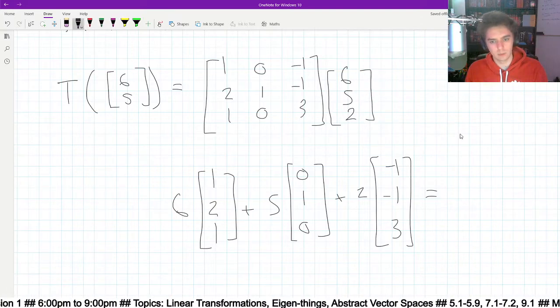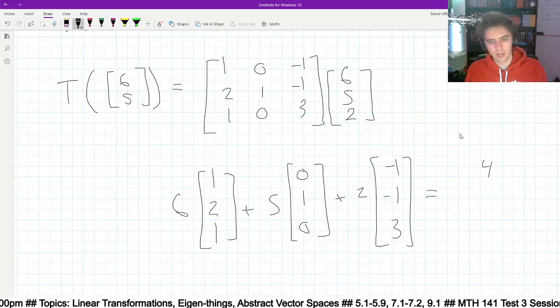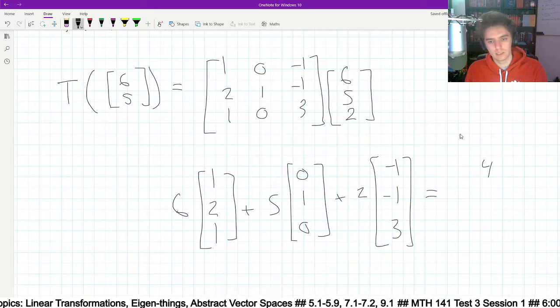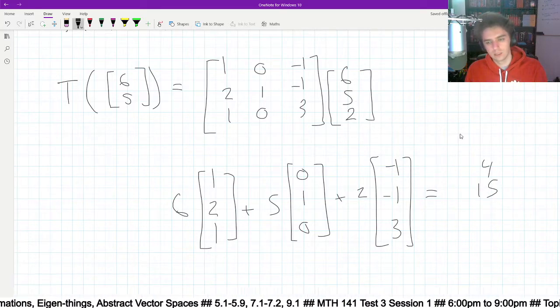This one would be 6 plus 0 minus 2, so 4. 12 plus 5 minus 2. 12 plus 5 is 17. Minus 2 is 15. 6 plus 0 plus 6 is 12.